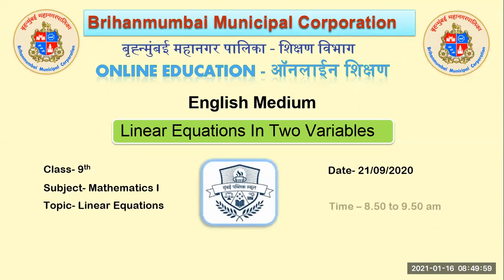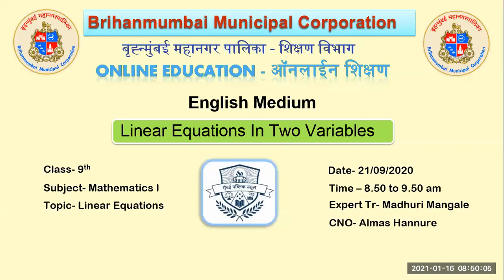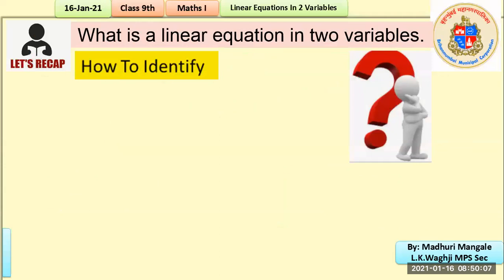Think of these questions. What do you mean by a variable? What do you mean by a constant? What is the meaning of a coefficient? So these basic things we will first revise and then look at similar questions from the practice set. Okay, so the first question that comes to your mind is, what is a linear equation in two variables? Okay, and how do we identify it?